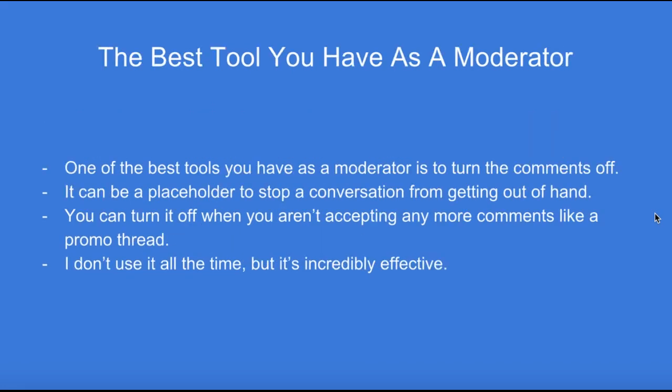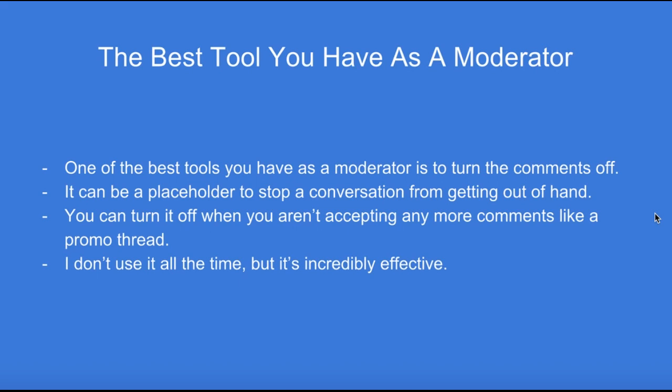So one of the best tools that you have as a moderator, and one of my favorite tools, is just to simply turn the comments off. The reason why I like this is because it can be a placeholder for you to stop a conversation before it gets out of hand. If you are in a thread and it's just getting ugly, you can turn off the comments and take a step back and talk to the group owner and let them know what's going on without necessarily going to the extent of removing the post. They may come back and say, hey, you should remove the post, and then you can. But at least you're kind of encouraging people to take a timeout.